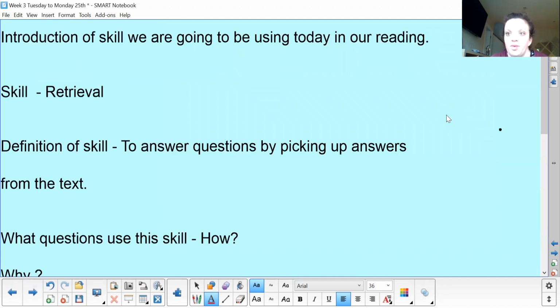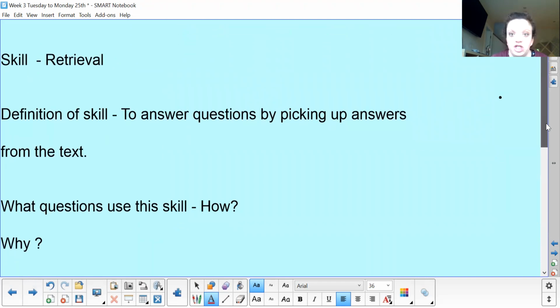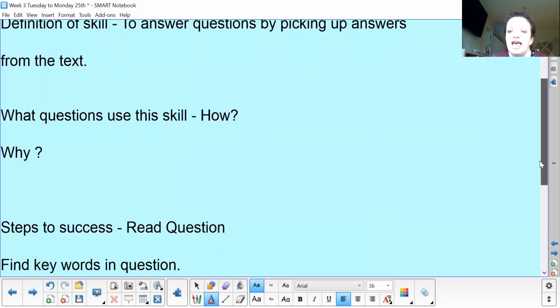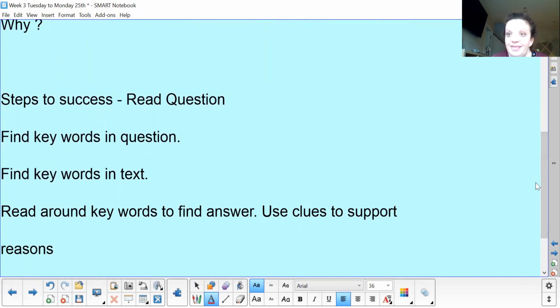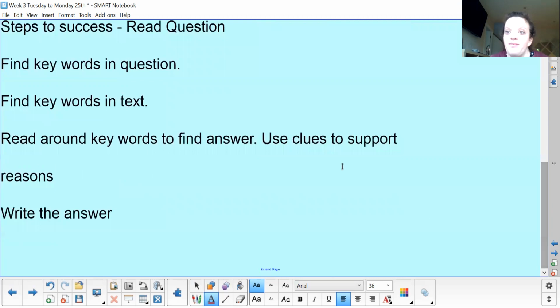Now, we're going to be carrying on with our retrieval skill today. We're going to be answering questions by picking up the answers from the text, and we're going to be looking, like we did yesterday, at how and why questions as well. So our steps to success today are: we're going to read the question, find the key word in the question, then find the keywords in the text, read around the keywords to find the answer, and then use our clues to support our reasons and write the answer as well.